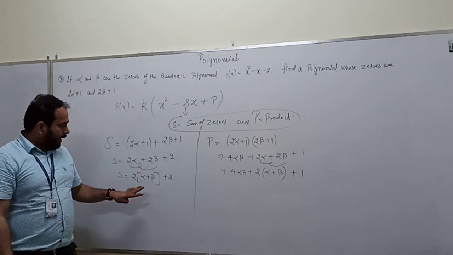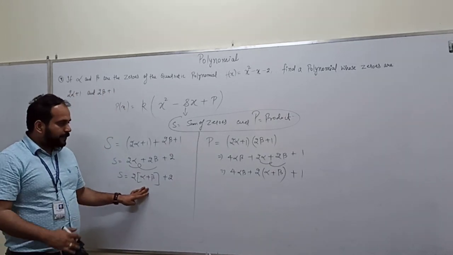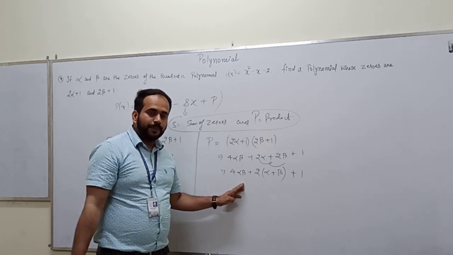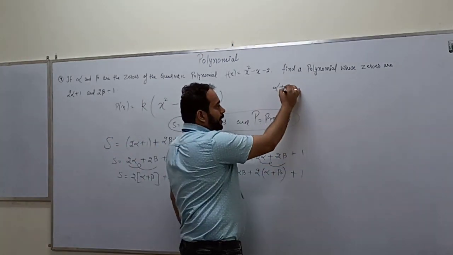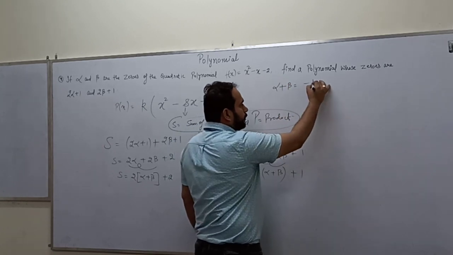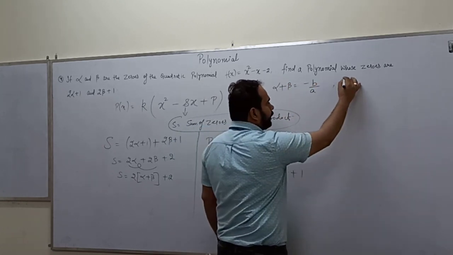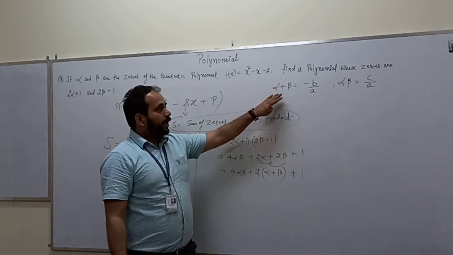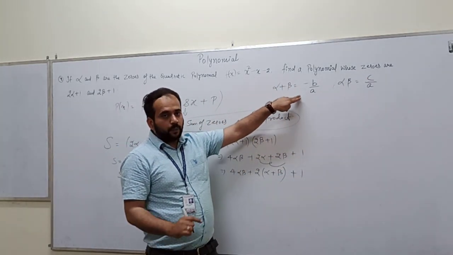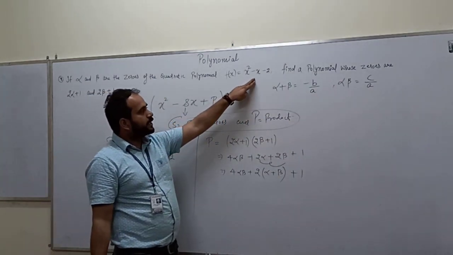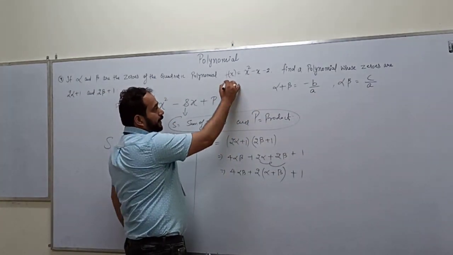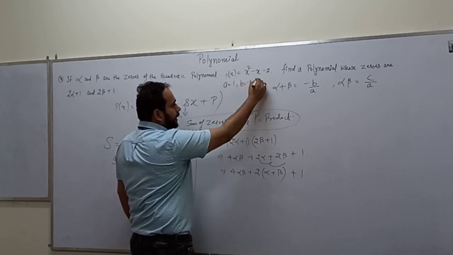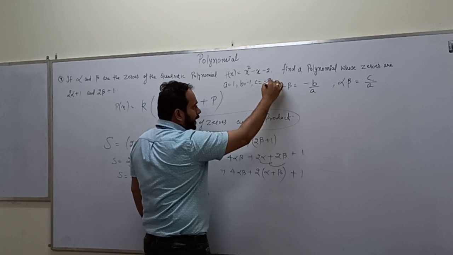Now I need to put the values of alpha plus beta and alpha into beta. Everyone knows what is the value of alpha plus beta. It is equal to minus b by a, and alpha into beta is c by a. Good. Alpha plus beta is minus b by a. What is the value of b over here? So we can find out this thing. a is 1, b is minus 1, and c is equal to minus 2.